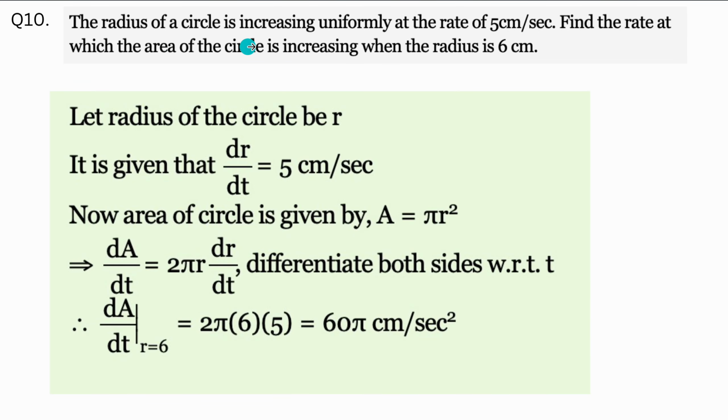Question number 10 says the radius of a circle is increasing uniformly at the rate of 5 centimeter per second. Now find the rate at which the area of the circle is increasing when the radius is 6 centimeter. So let the radius of the circle be r, and it is given to us that dr by dt is 5 centimeter per second. Now the area of the circle is pi r square. Just differentiate it with respect to t, so you will get 2 pi r dr by dt. Now when the value of r is 6 centimeter, just simply put the value of r as 6 over here, and then you get the answer as 60 pi centimeter square per second.